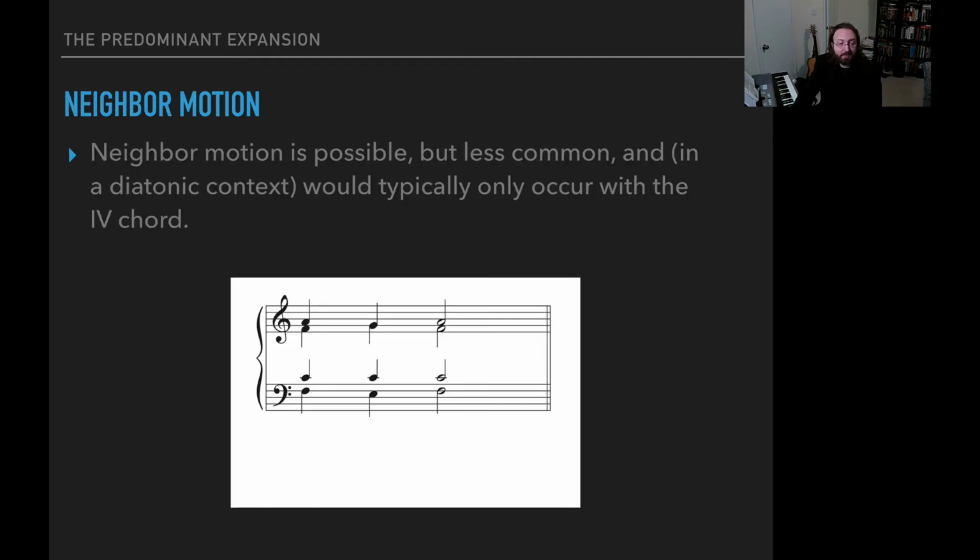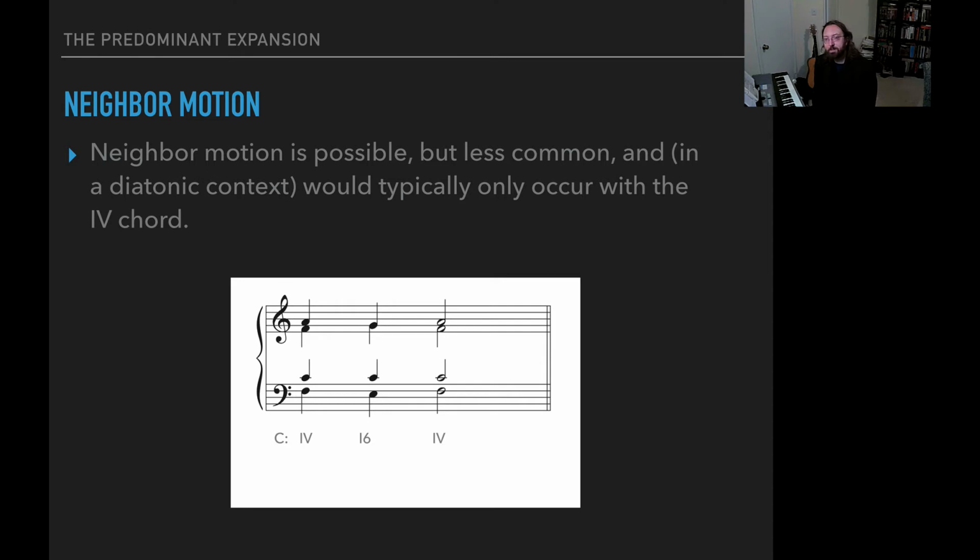We can then see some ways of prolonging it with neighbor motion. In this case, we're going from 4 to 1-6 to 4. This is the most common way to see neighbor motion when we are prolonging the predominant area, at least in a diatonic context. So if we're not using any chromatic accidentals, going from 4 to 1-6 to 4, very common way using neighbor motion in the bass to prolong that predominant area.